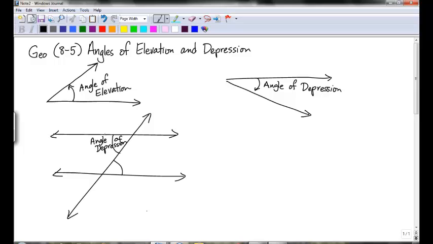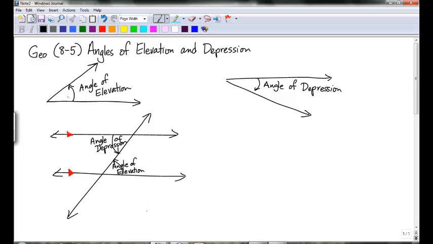And when you have two parallel lines cut by a transversal, alternate interior angles are equal, which means the angle of elevation equals the angle of depression. This would be the angle of elevation because it's from a horizontal line looking up, and this one would be from a horizontal line down. So those two angles would be equal to each other. The only way that's true is if these two lines are parallel, so you need to put the marks that say they are parallel to each other.